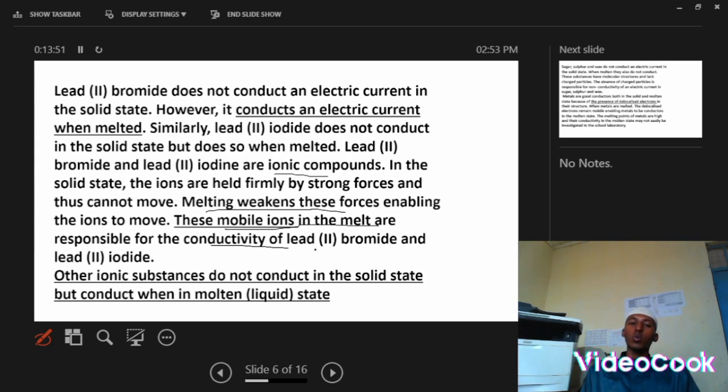They have taken these two examples, lead(II) bromide and lead(II) iodide, which are examinable. But remember, all other ionic substances behave the same. Other ionic substances do not conduct in the solid state but conduct when in molten state due to the presence of mobile ions.